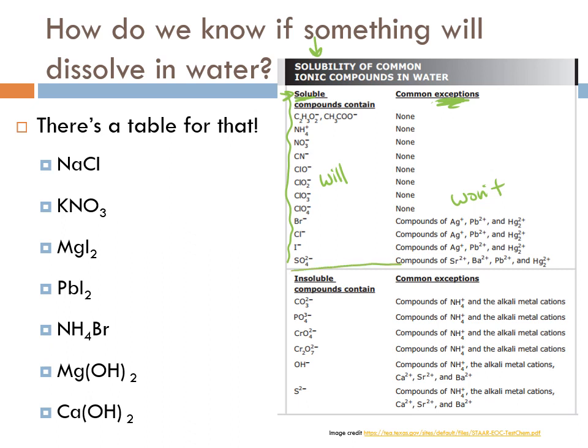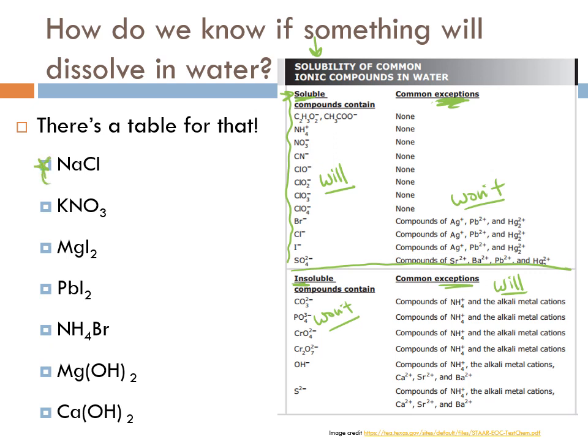On the bottom of our table, we have things that are insoluble. That means that they won't dissolve, except when they will dissolve. They will dissolve, they won't. They won't dissolve, they will. Good. So how do we use it?